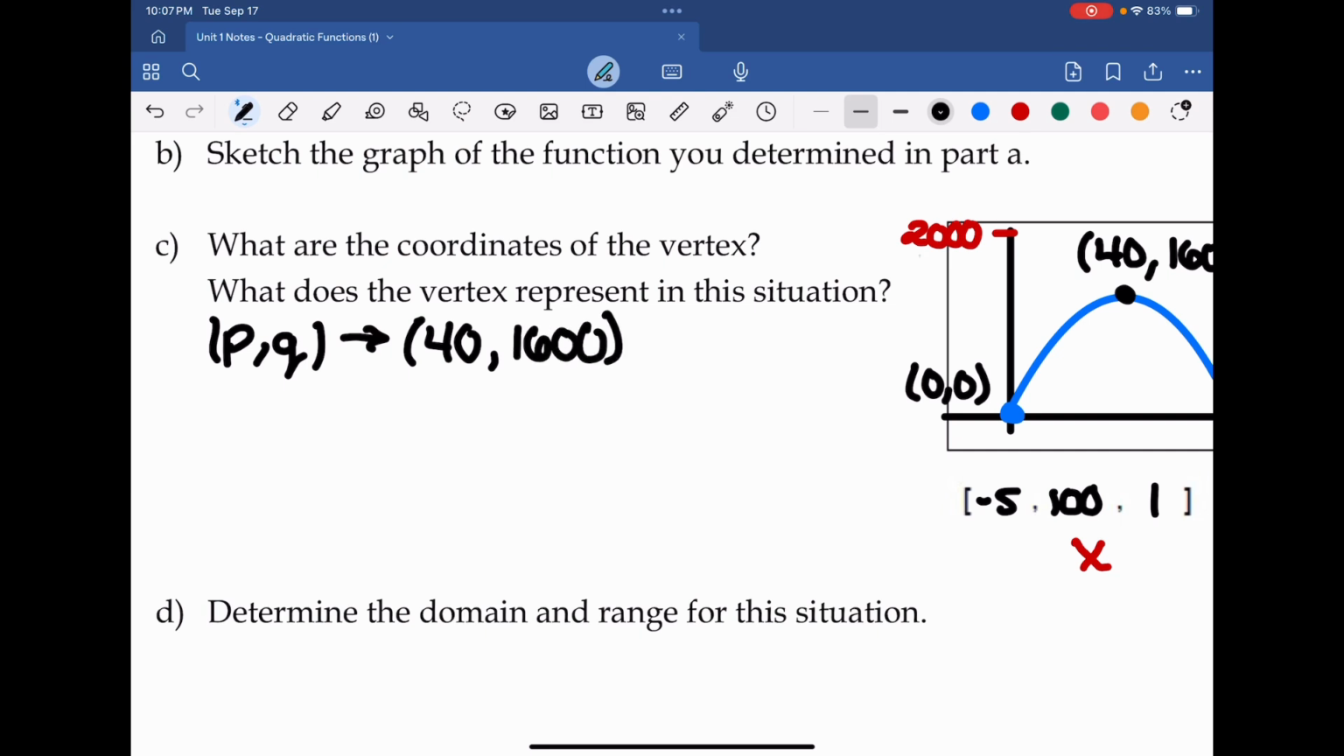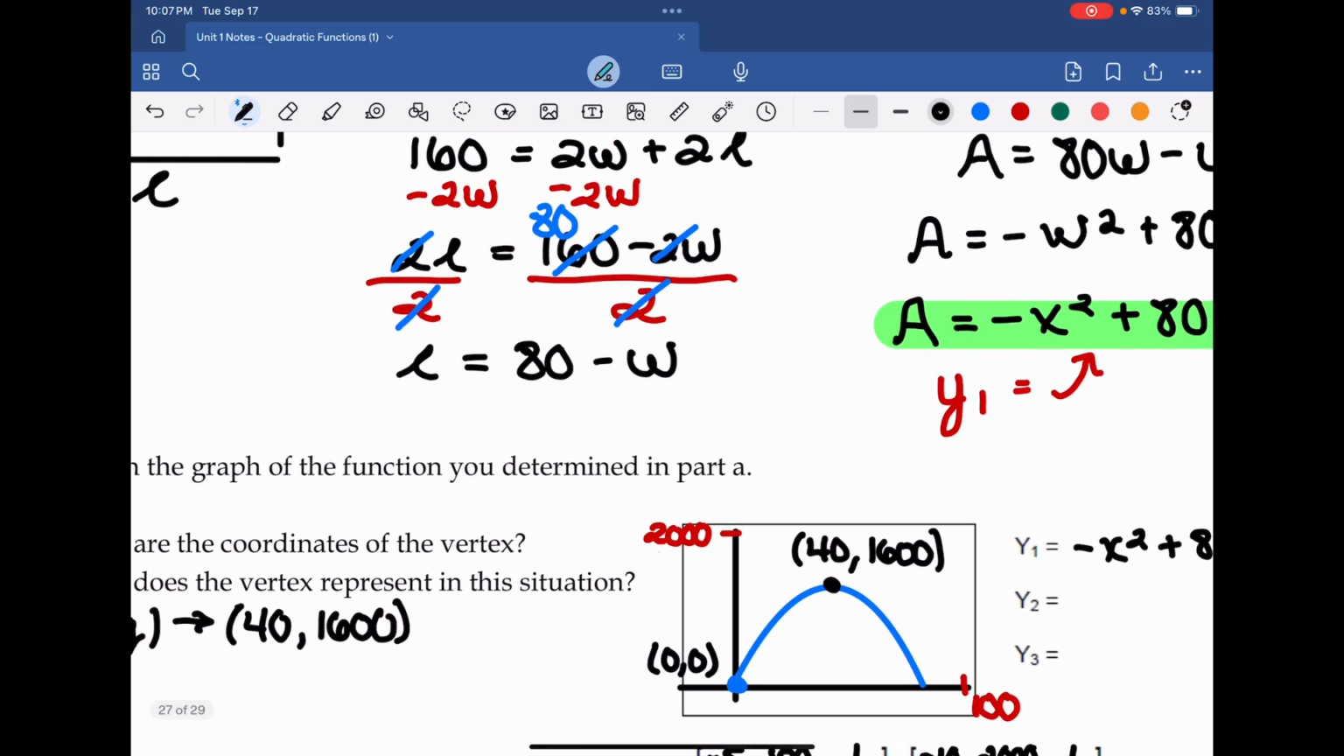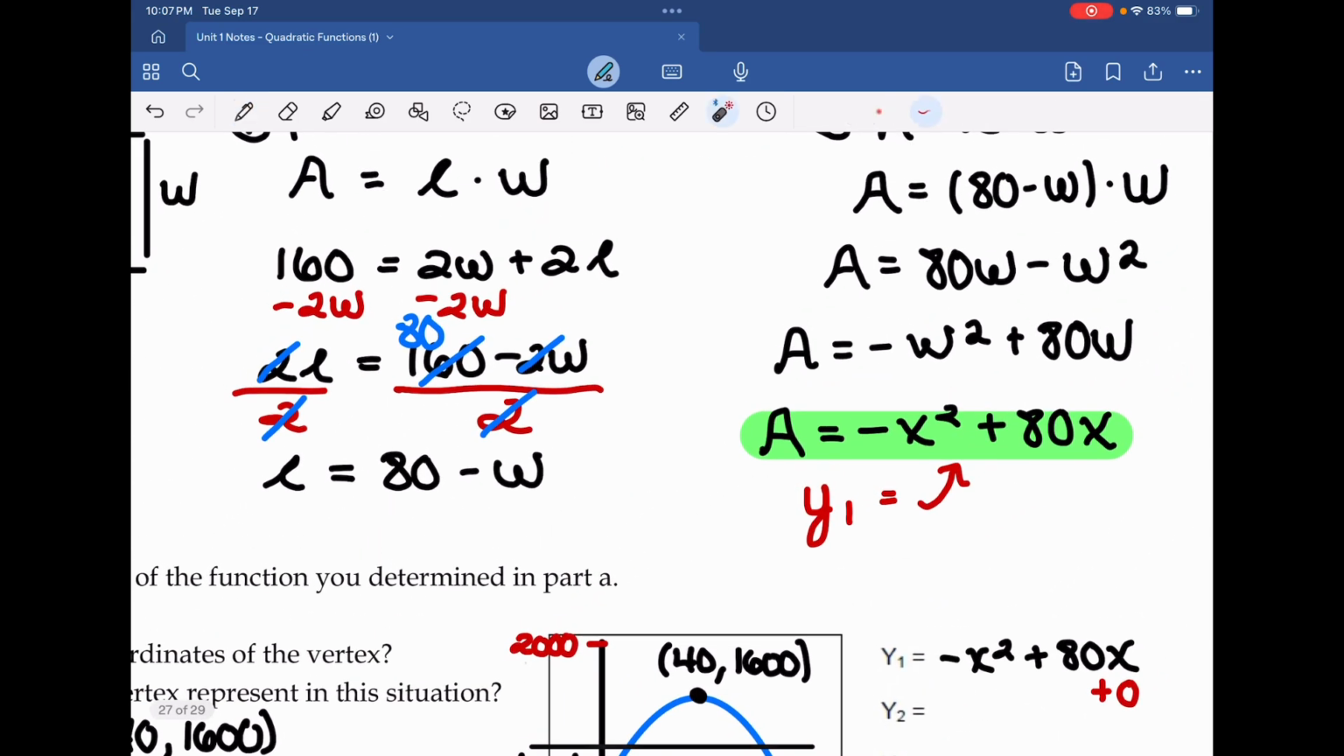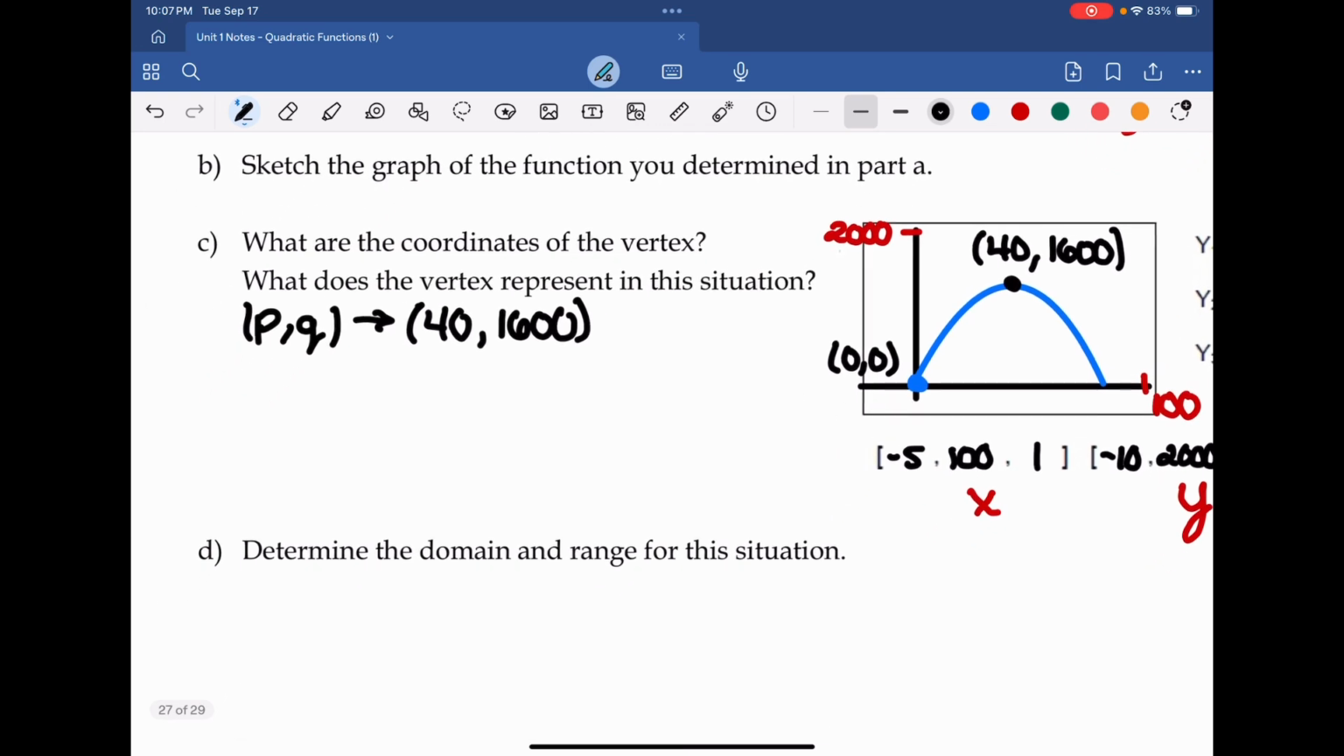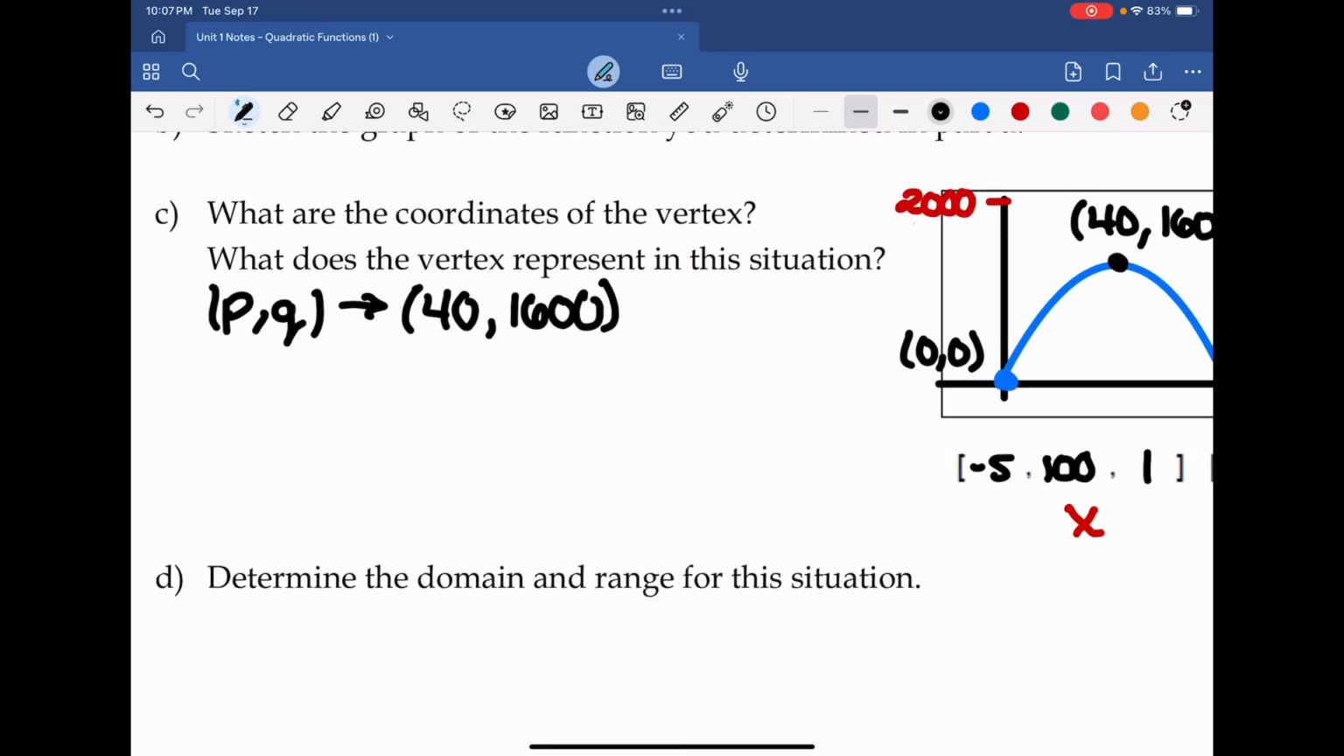What does the vertex represent in this situation? Well, we know that the x was symbolic of the w's. Remember when we made that original substitution up here? We said that instead of w's, our calculator will read it in terms of x. That means that whatever x value we just solved for, in this case the P value, represents the overall width. So the width is 40 meters.